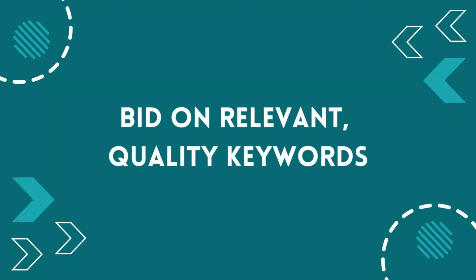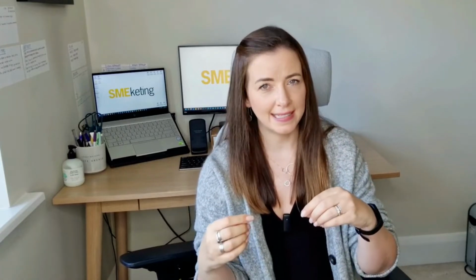So today I want to go over my top tips for making sure you're getting the most from your Google ad budget. So tip number 1 is to make sure you're bidding on relevant quality keywords. This sounds obvious, but you'd actually be surprised at how easy it is to bid on high volume keywords that aren't going to generate you any sales or inquiries.